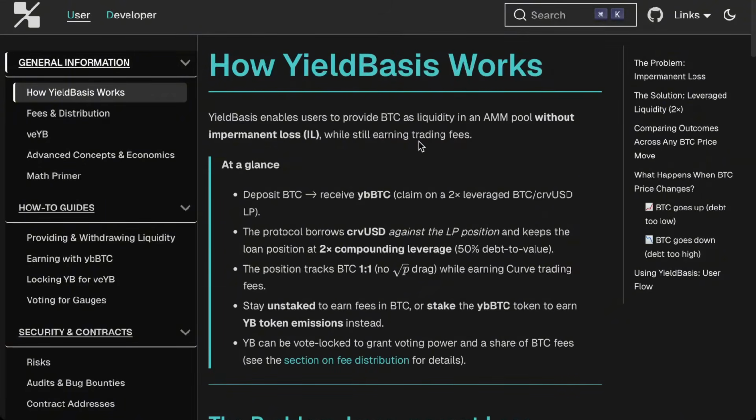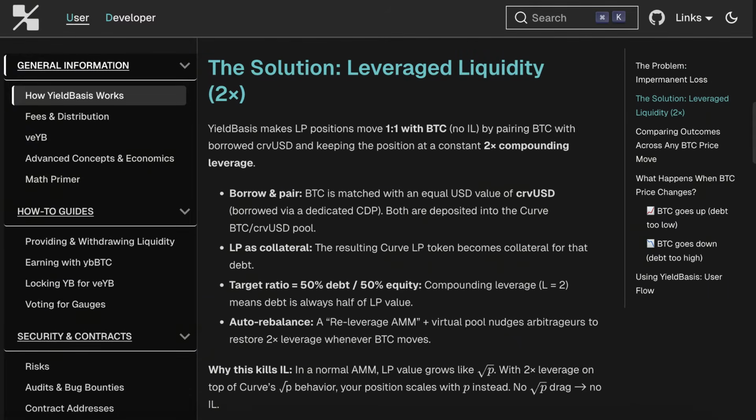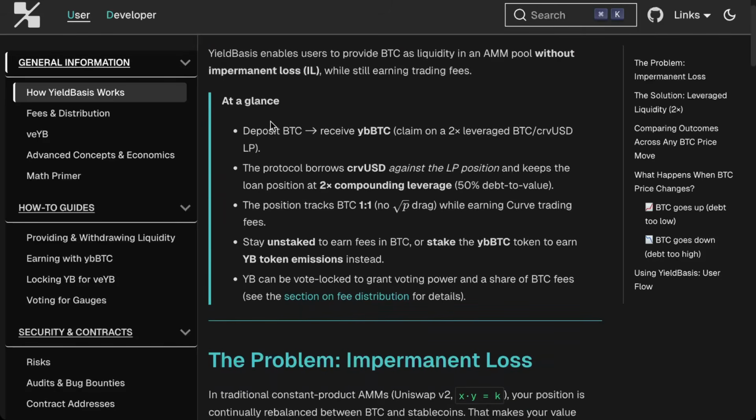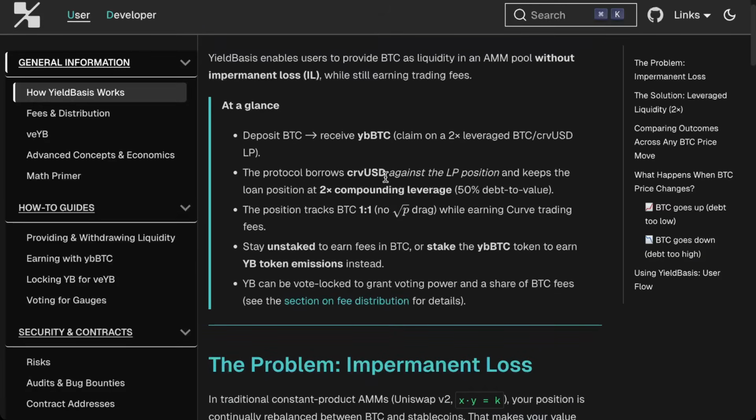So, how does Yield Basis deliver those yields? It's all about smart design, and I'll keep it simple. When you provide liquidity to traditional pools, price volatility can erode your returns. Yield Basis uses Curve's battle tested CryptoSwap AMM to fix this with a clever approach. Step 1, deposit Bitcoin. You deposit Bitcoin, like wrapped Bitcoin or cbBTC, into a Yield Basis pool. It's single asset, so no need to pair with another token. Step 2, leverage for stability.